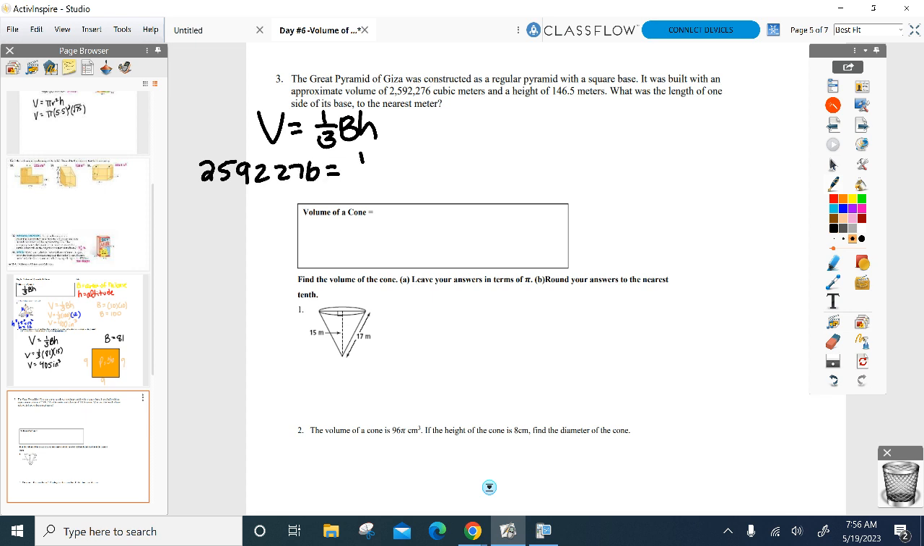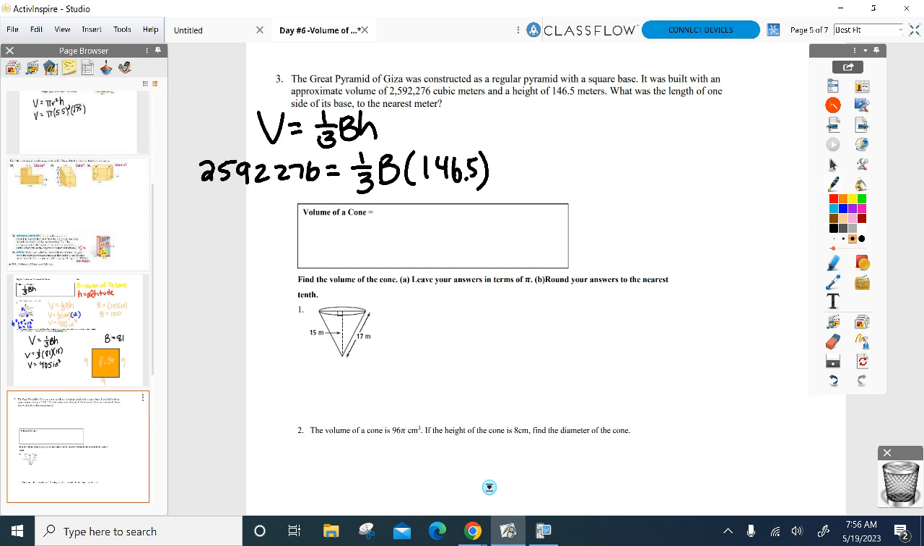2,592,276 equals 1/3. And we're looking for a side of the base. Hey, I can't find a side of the base unless I know the actual base. So I'm going to keep that big B. I can't find a side unless I actually know what the area is. And the height is 146.5. All right, can you guys help me out finding big B now?